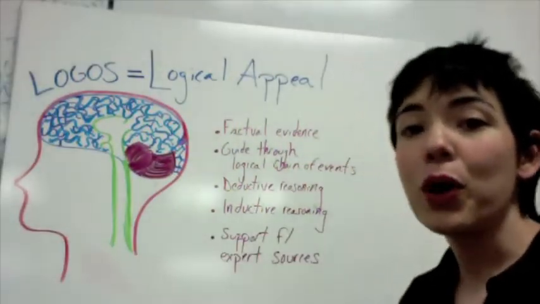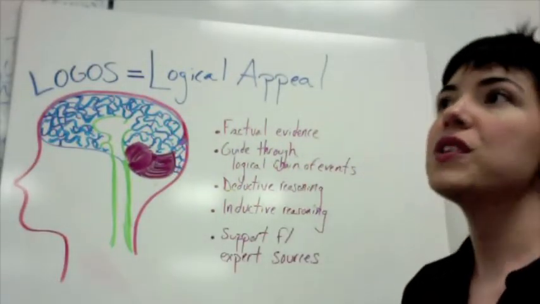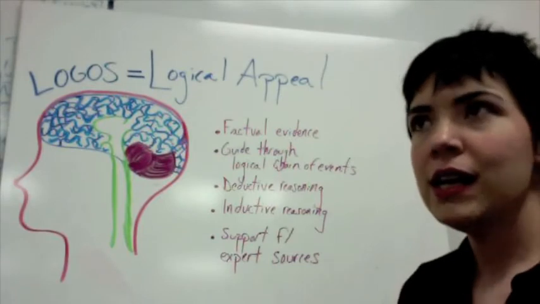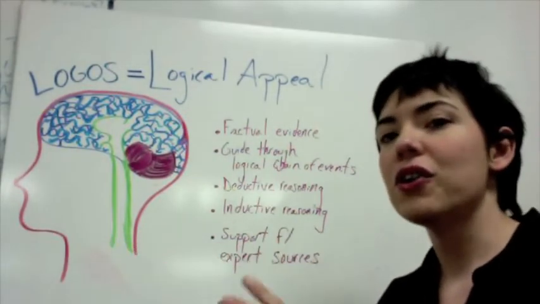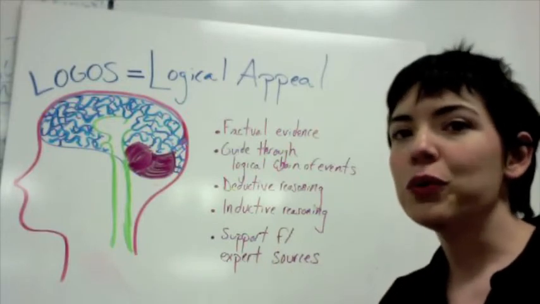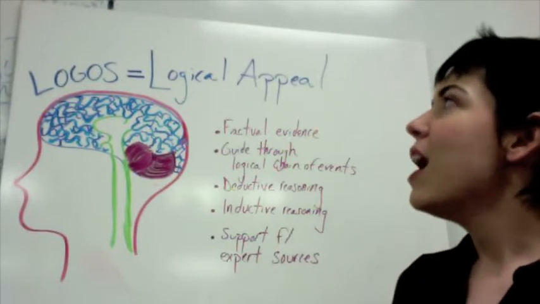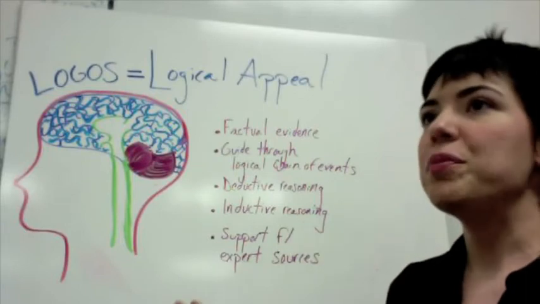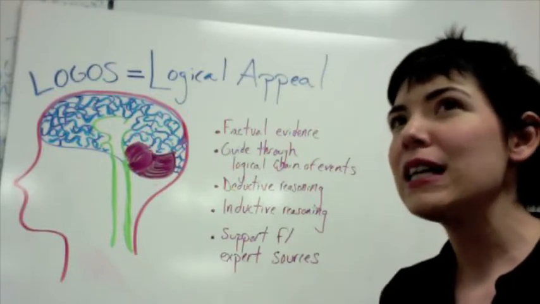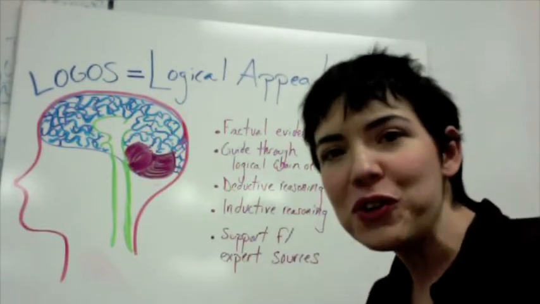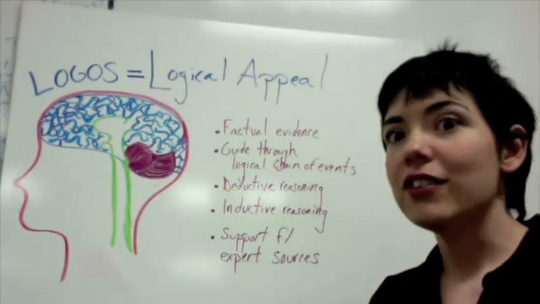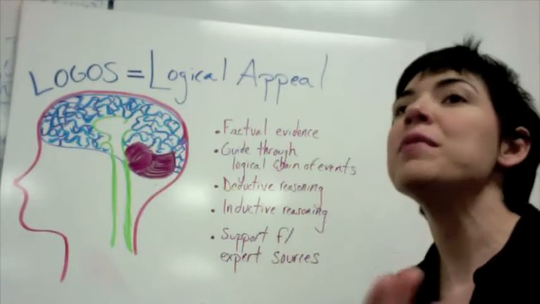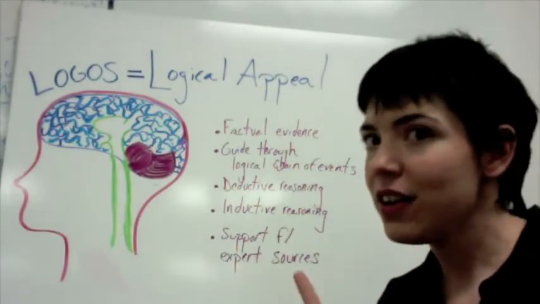We're going to discuss logos first. Logos is logical appeal, and when you put those two sounds together, logos, logical, it's much easier to remember what that means. So logical appeal is anything that really appeals to your sense of reason, your logic. Okay, so some examples of that. This is not at all an exhaustive list.